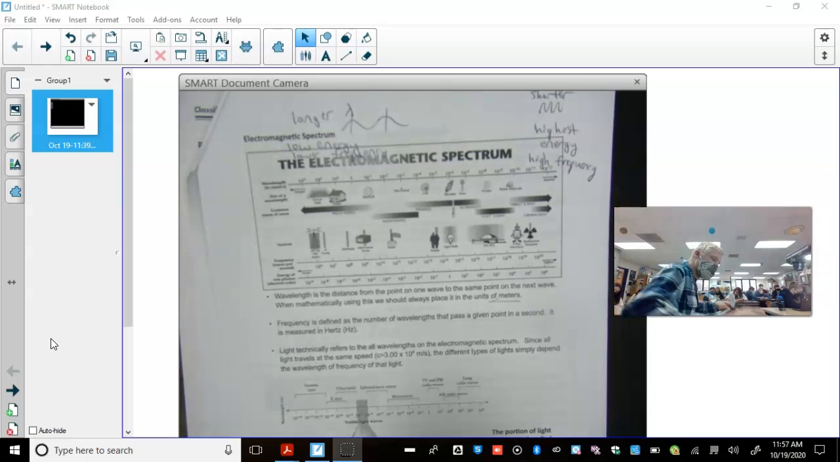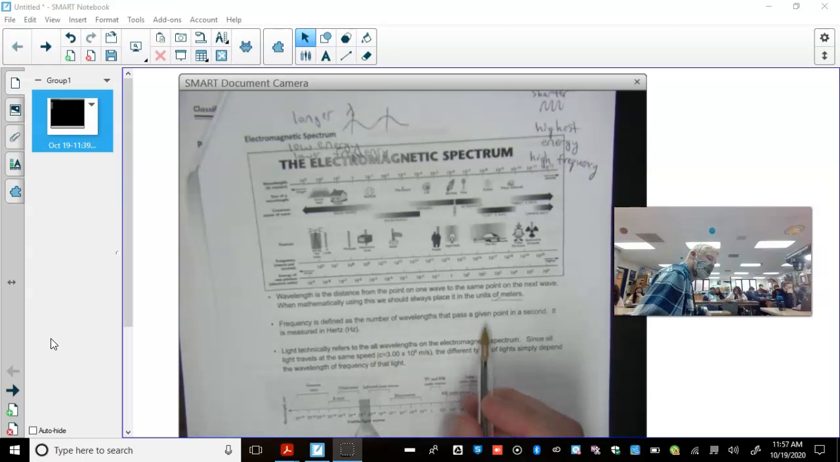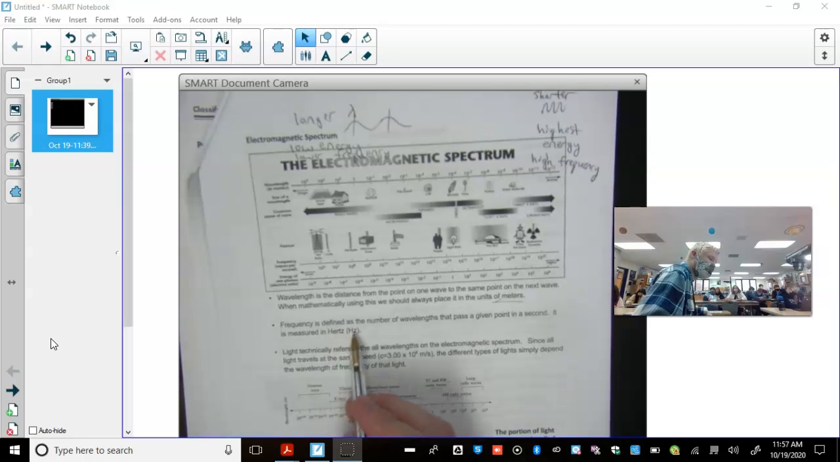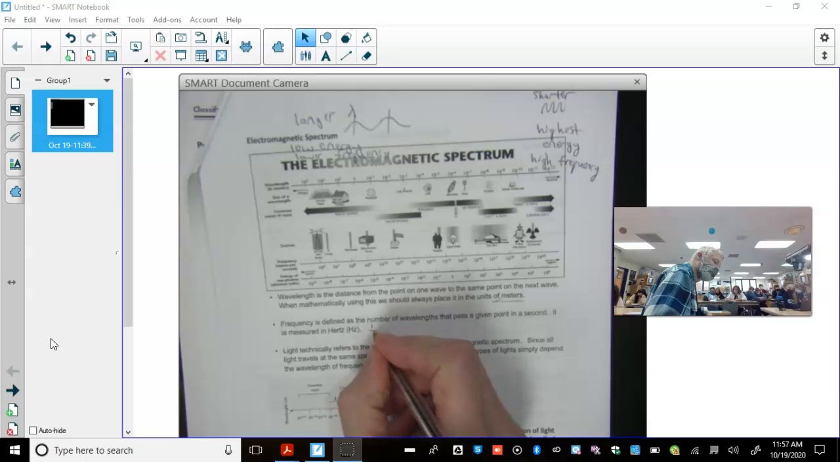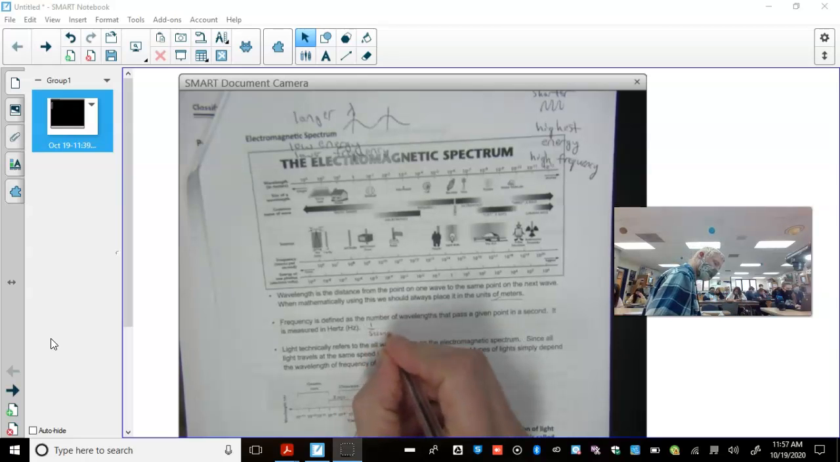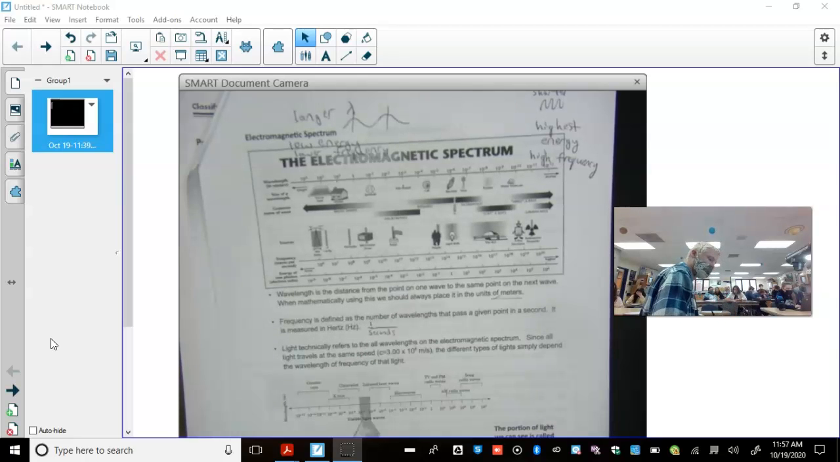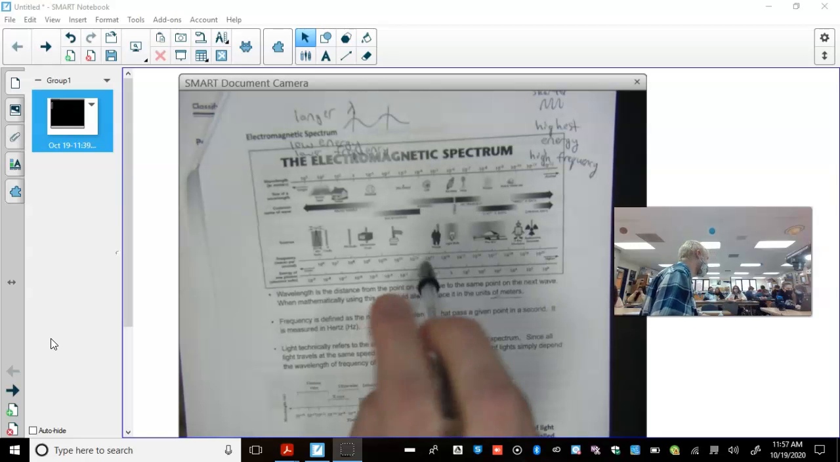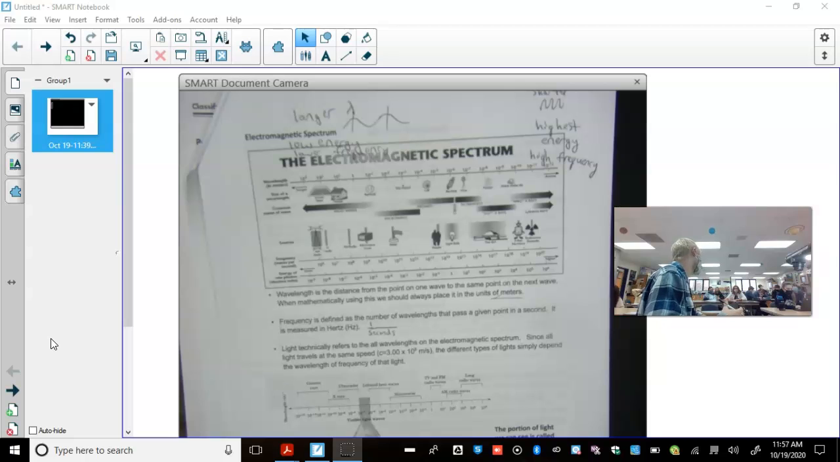All right, frequency is defined as the number of wavelengths that pass a given point in a second. It's measured in hertz, also known as 1 over seconds. That's going to be important when we're doing some calculations. We did this in sophomore level chemistry, but we didn't do the math part. So this is going to be the math part that we get into.